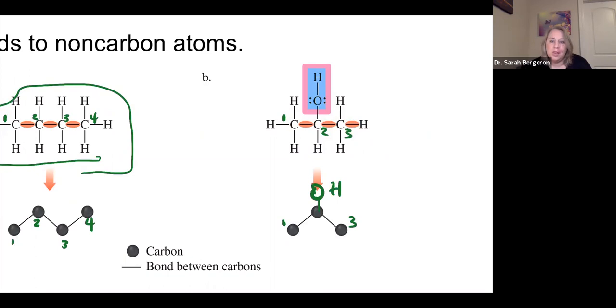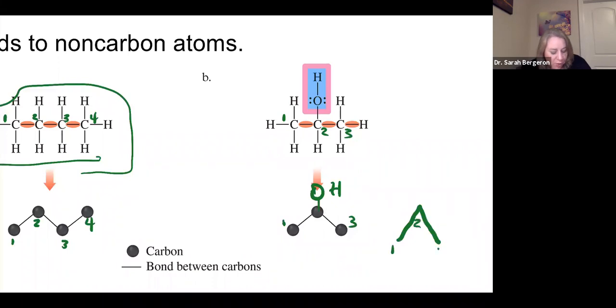We're going to draw in that oxygen and that hydrogen. So when you draw that, don't forget if you have a group attached to a carbon that you go ahead and draw it in. So when we do our final structure, it's going to look like this.